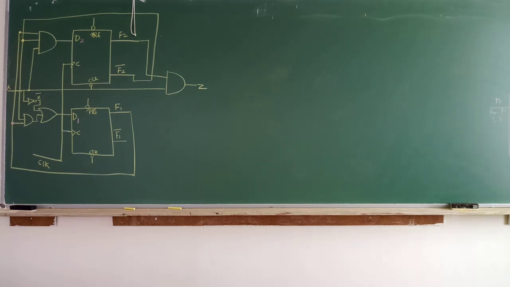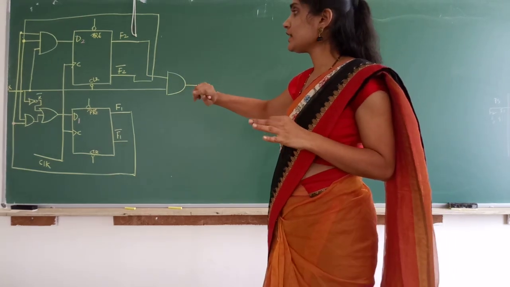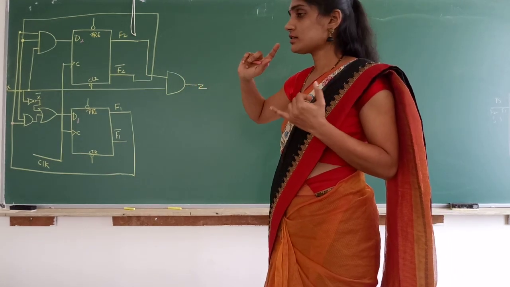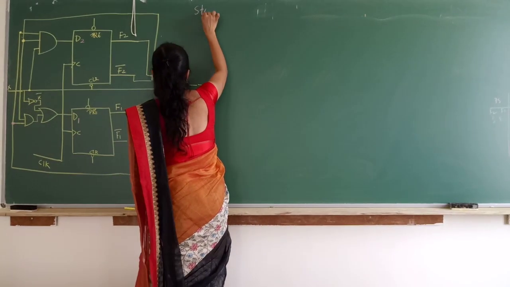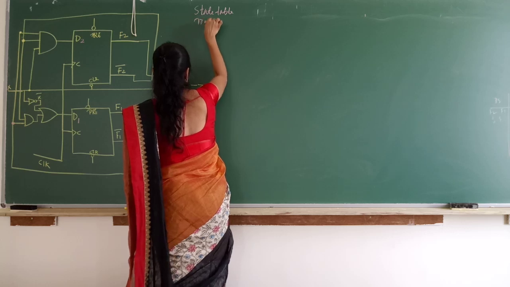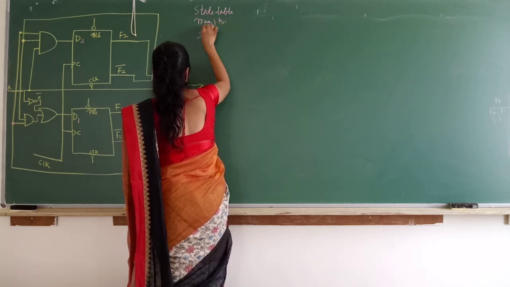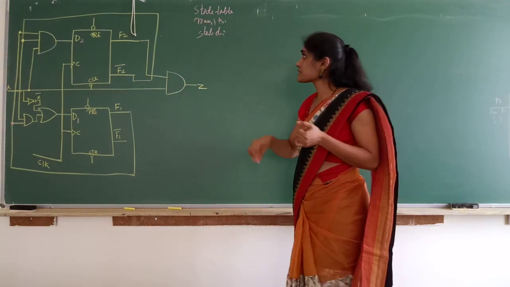Okay, I have written a circuit. The question is: for the circuit given, analyze this circuit, also write the state table. I write it here. Write the state table, transition table, and the state diagram. Okay, so for each table marks will be given.